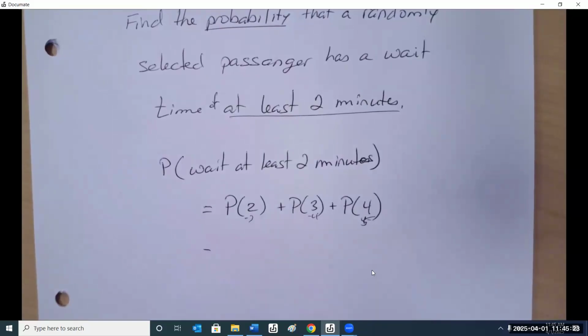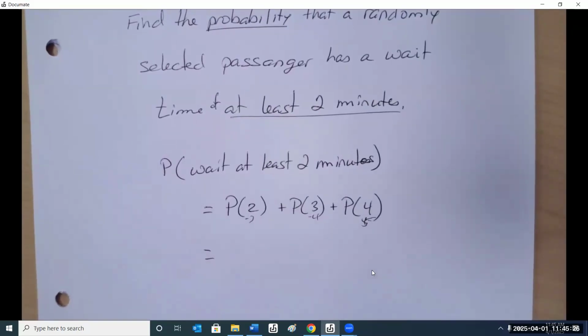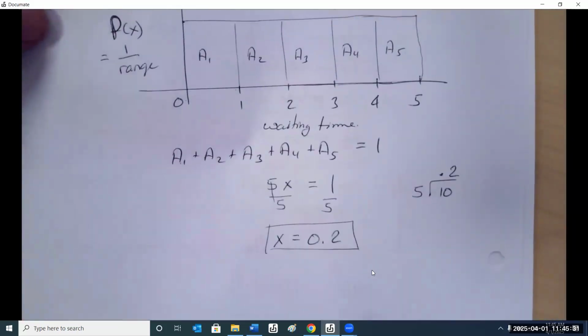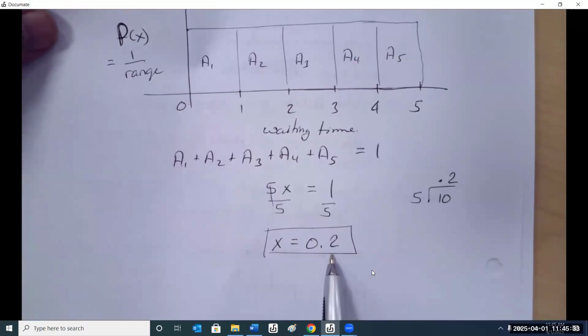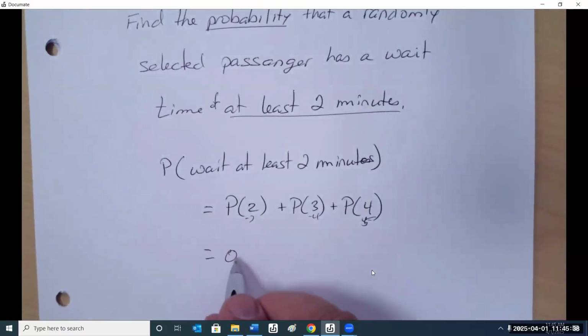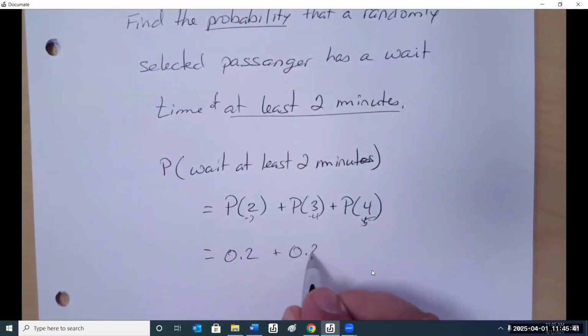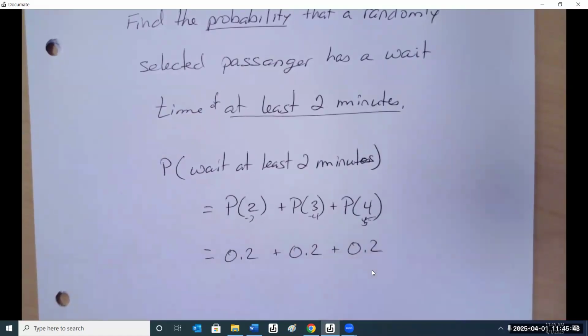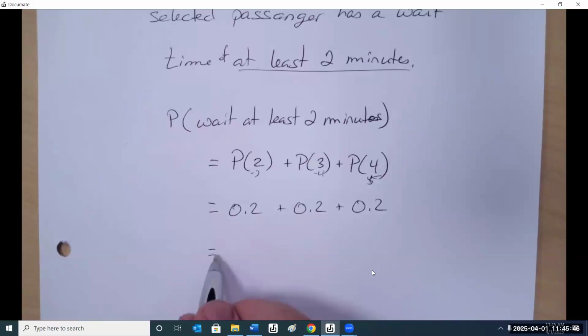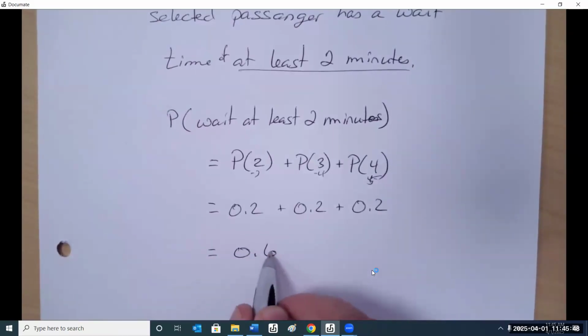What's the probability of each one of those boxes? What's the probability of each box? Is 0.2. So we have 0.2, 0.2, 0.2, which is 0.6. Your probability of selecting somebody that waited at least 2 minutes is 0.6.